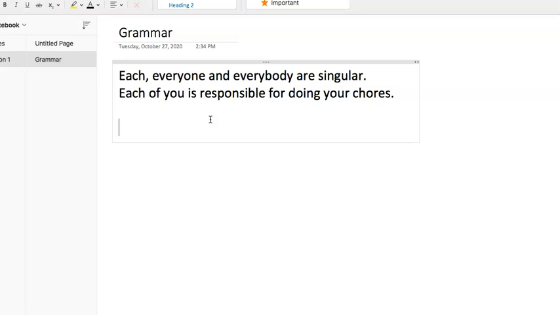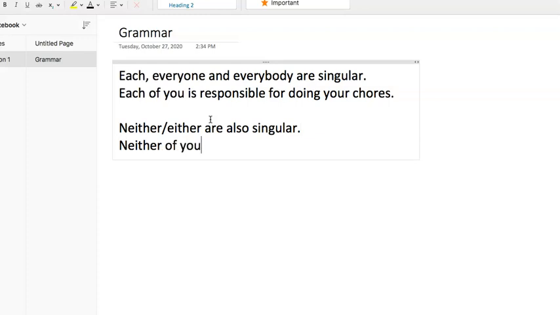And require singular verbs. Okay, here's another one with exactly the same thing. Neither or either are also singular. So what would be an example of that? This can be somewhat confusing because it seems plural, because it's like neither of you, that would be a common phrase that you would see. Neither of you has or have any money, right?